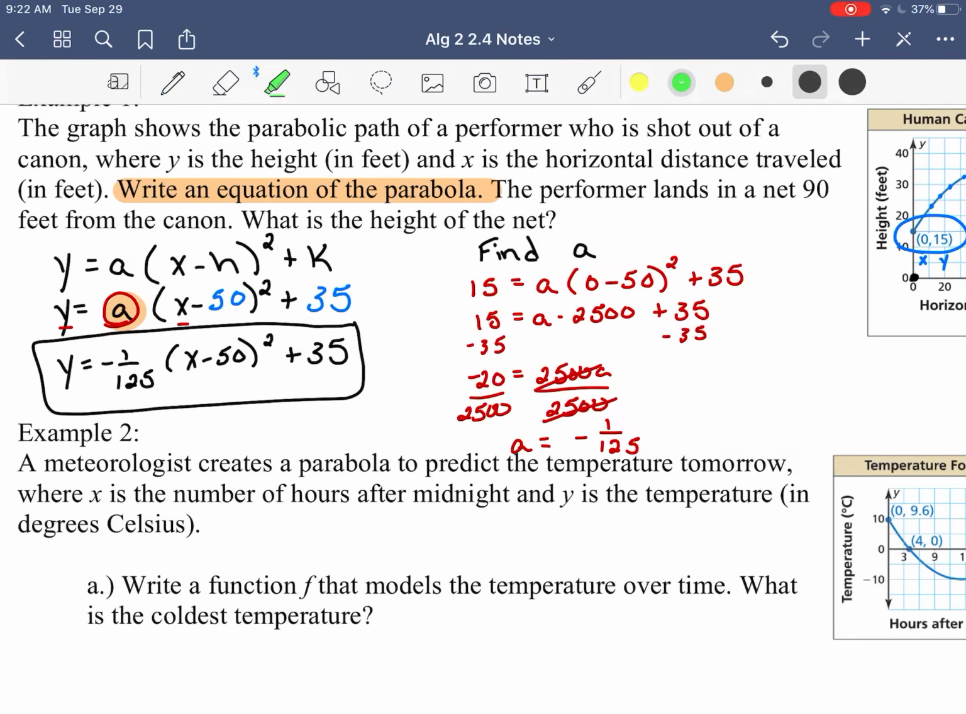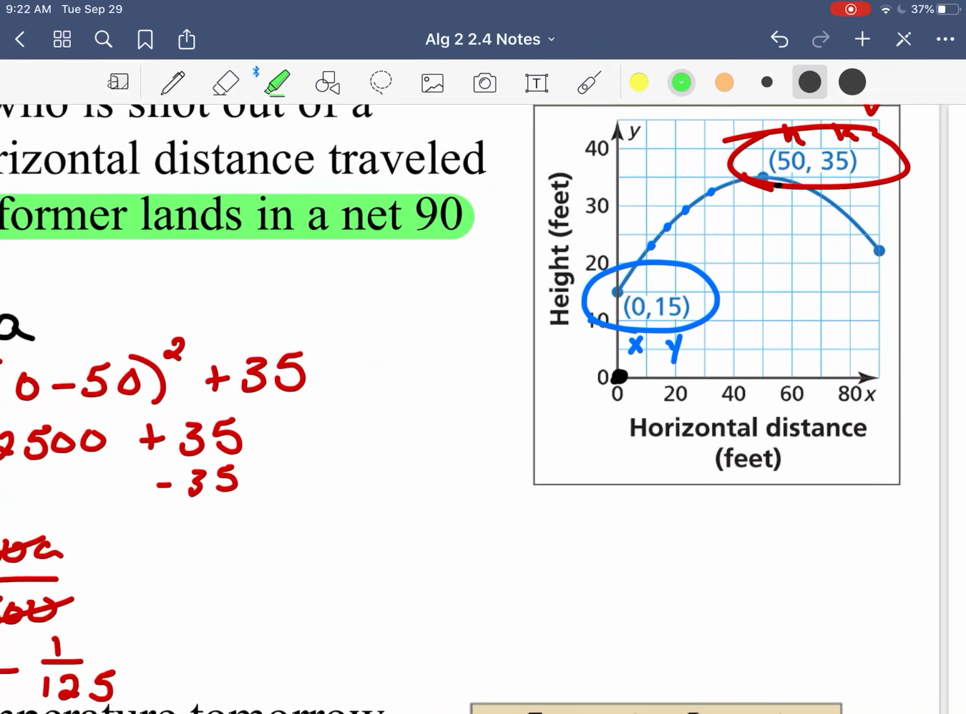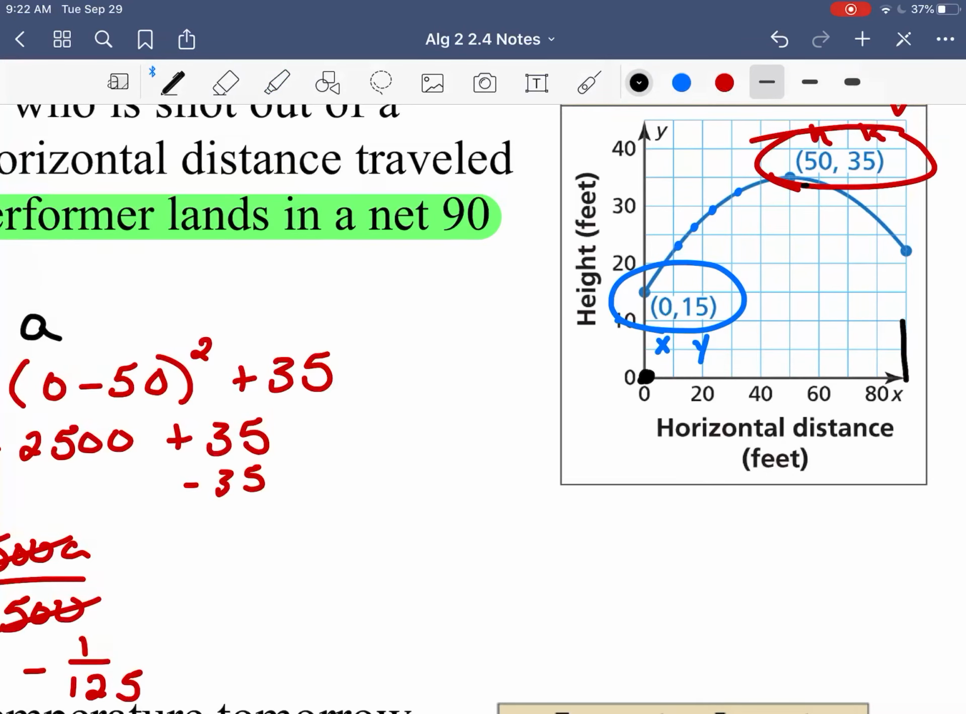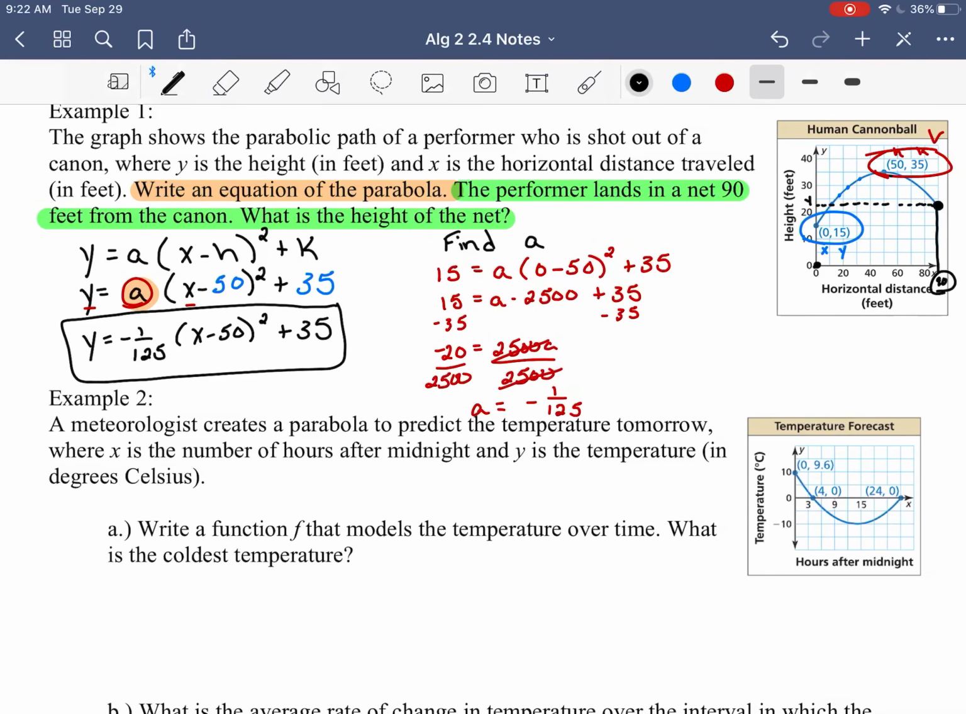Next, it says, the performer lands in a net 90 feet from the cannon. What is the height of the net? So we're landing 90 feet away from the cannon. So it looks like we're landing over here, right there, that point. And we're over here at an x of 90. We want to find the height. Well, the height is going to correspond to this y value. But this is my x when x is 90. So basically what I'm trying to find out here is when x is 90, what's y?